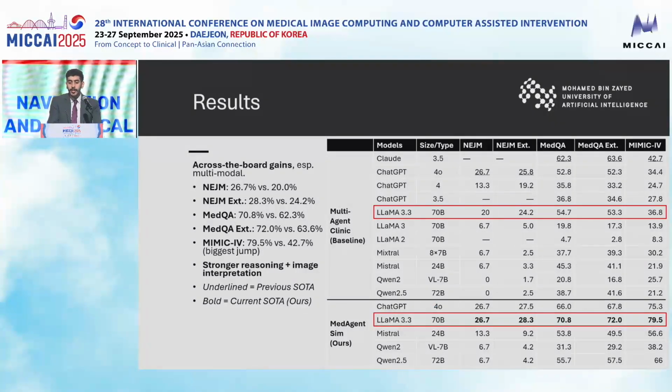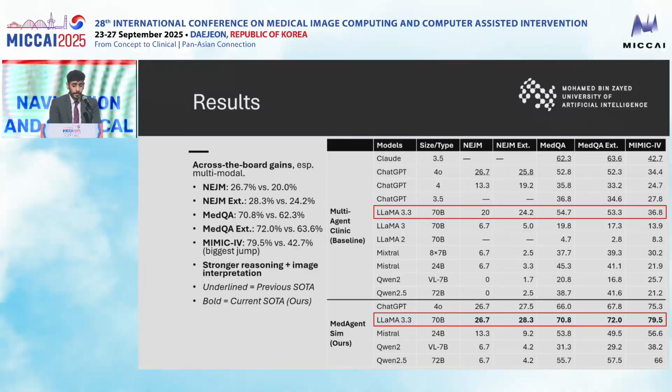We can see that MedAgentSim consistently outperforms the previous state-of-the-art baseline across the board. On NEJM, accuracy rises from 20% to 26.7%. On MedQA, we go from 62% to over 70%. And in MIMIC-IV, which is by far the most challenging setting, the performance jumps from 42.7% to nearly 80%. So these gains are not just marginal. They show that by forcing the model to reason and learn from past cases, we can more than double the performance in some scenarios.